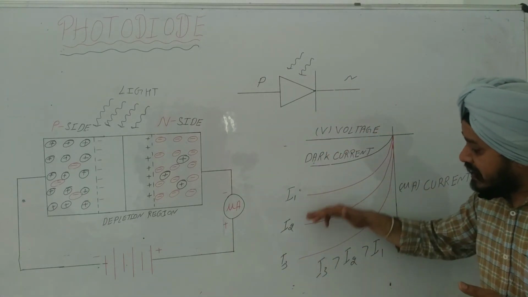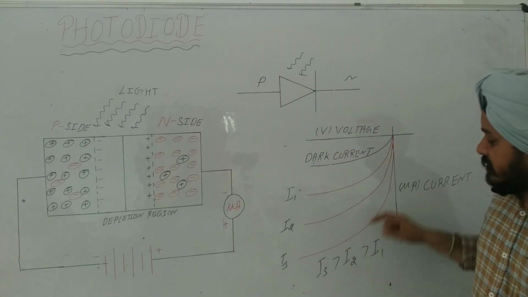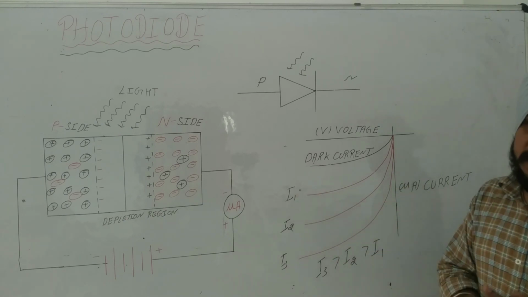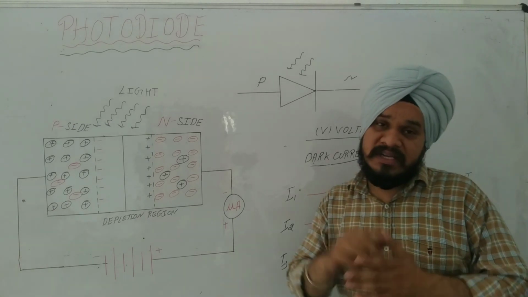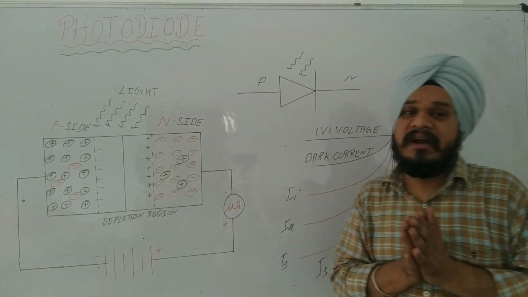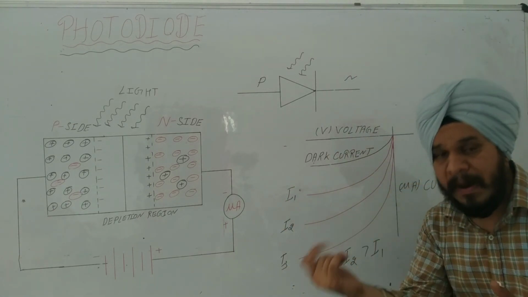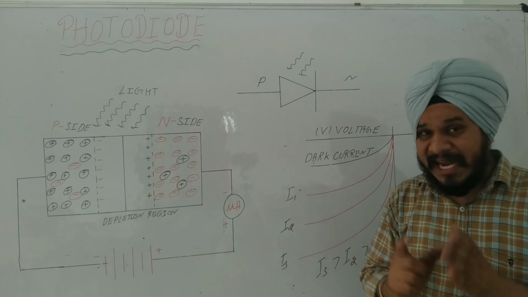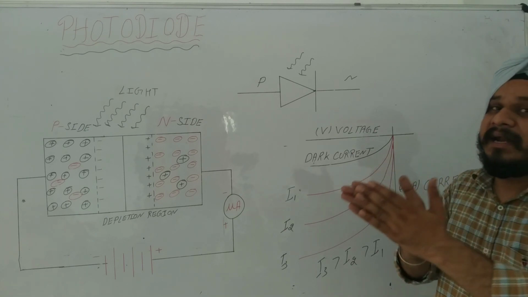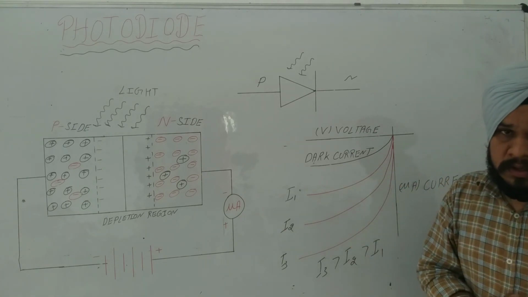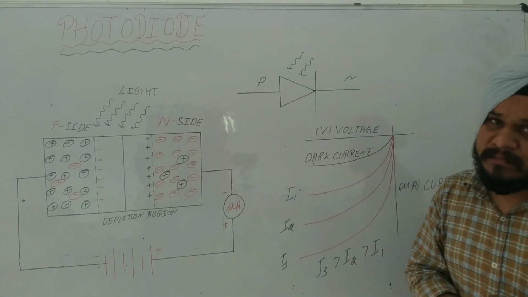So with increasing the intensity of the light, you can see the electrical current also increases. But how can we increase the intensity of the light? We can increase the intensity of light by increasing the power of the source, or second by decreasing the distance between the photodiode and the electric source. So let's see the activity.